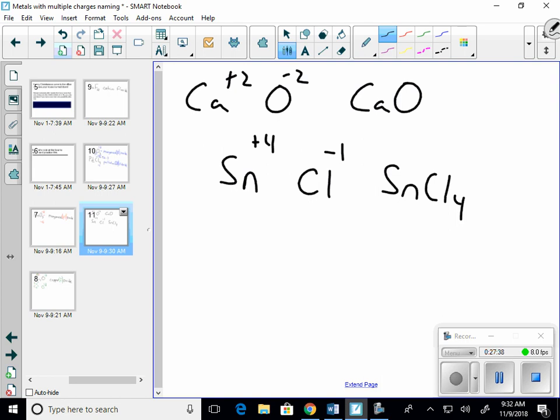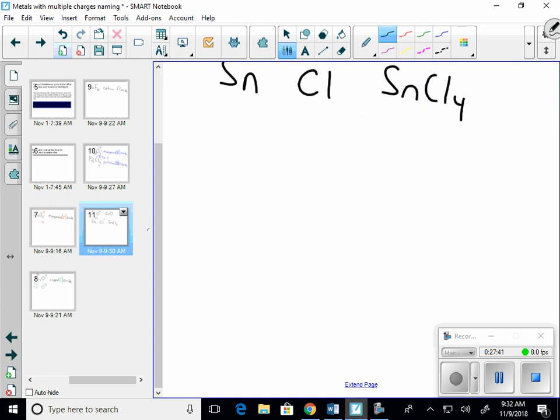Chromium(III) selenide. Emily, the symbol and charge for the metal part in chromium(III) selenide. Cr, and then +2, +3, +6. Okay, so it has 3 versions. Which version is it going to be? +3. Because it's called chromium(III) selenide. Alyssa, the selenide symbol and charge. Se-2.